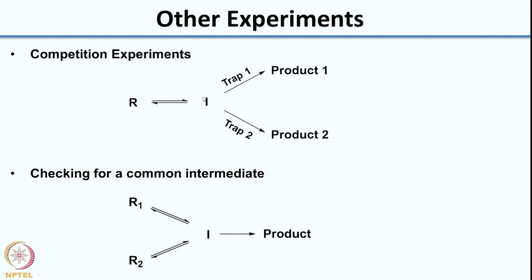And the reverse of that is checking for a common intermediate, where you start with two different reactants. If you get the same intermediate which will give you the same product, you know that that is the intermediate formed for that particular reaction. Then we looked at crossover experiments. So, this is very useful for rearrangement reactions.